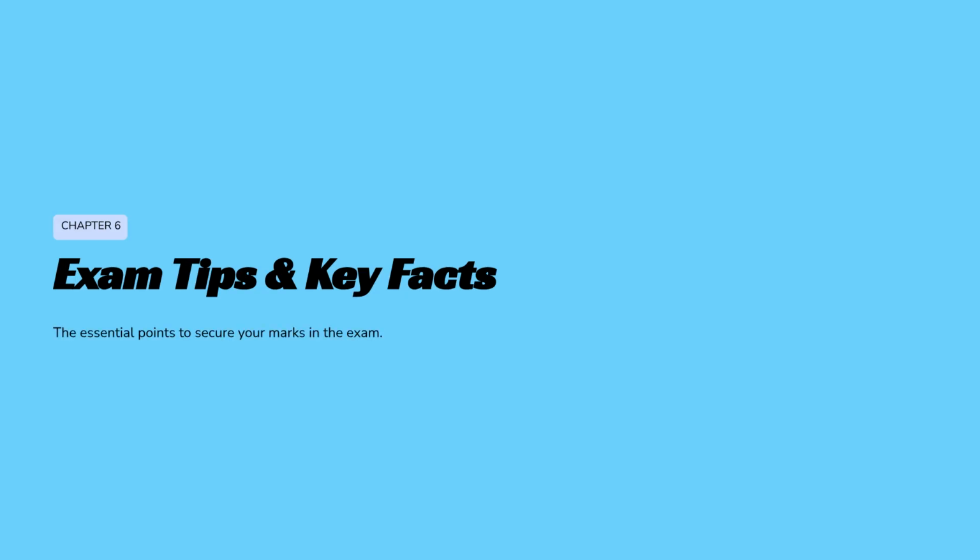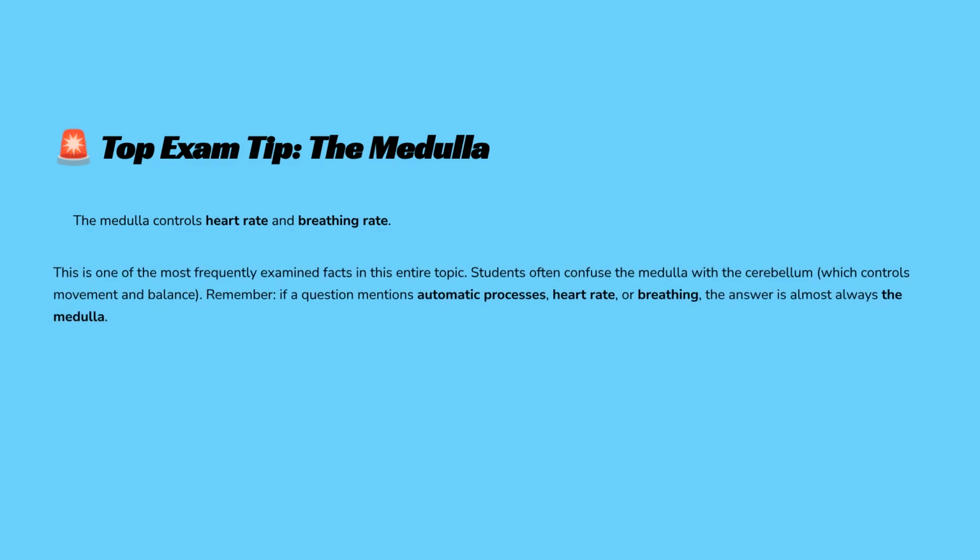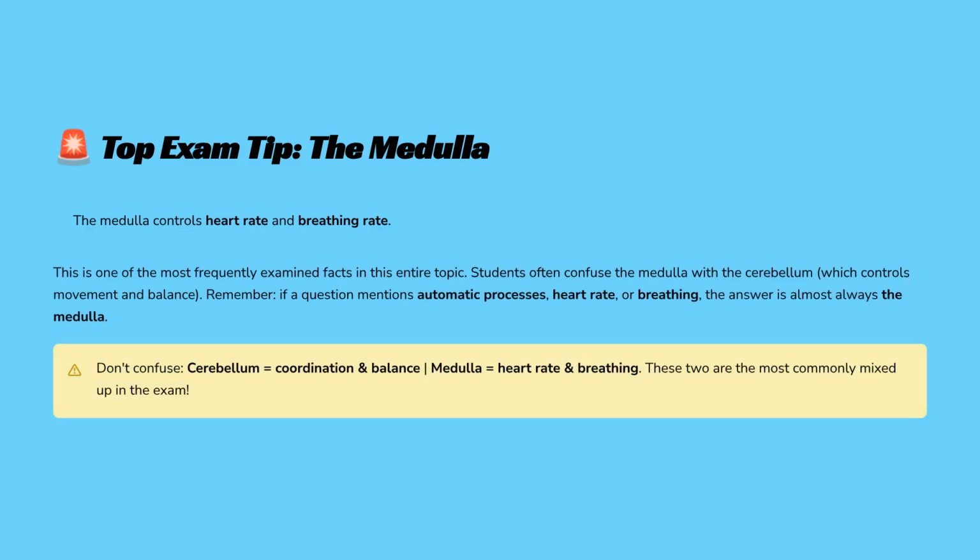Here are the essential points you need to secure your marks in the exam. A top exam tip is to remember the function of the medulla. It controls heart rate and breathing rate. Do not confuse it with the cerebellum, which controls movement and balance. If the question mentions automatic processes, heart rate, or breathing, the answer is the medulla.